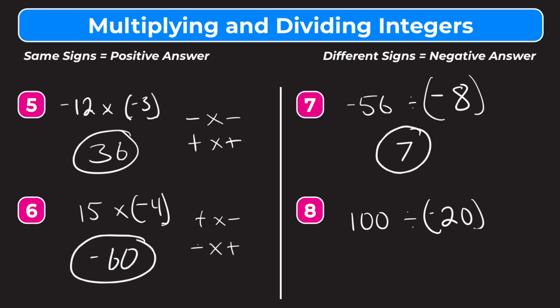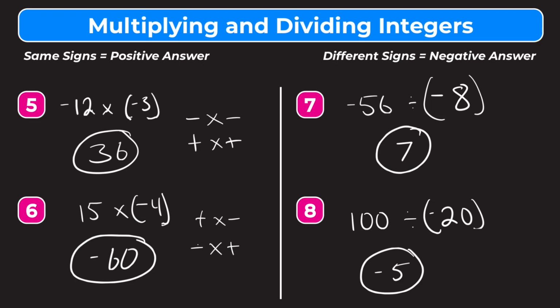For number 8, we have 100 divided by -20. So 100 divided by 20 is going to be 5. We look at the signs of our original numbers, a positive 100 and a negative 20. Those are different, so our answer we know is going to be negative. So we make that a negative, and our answer is negative 5.